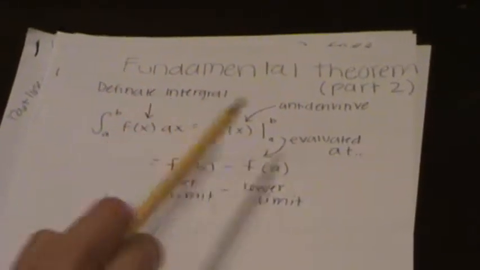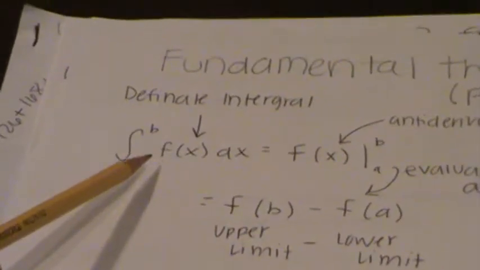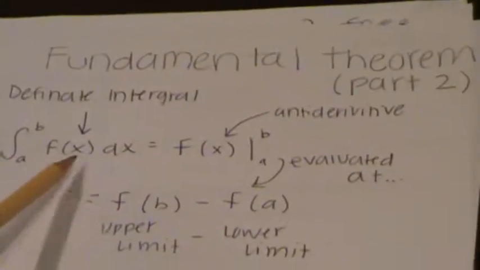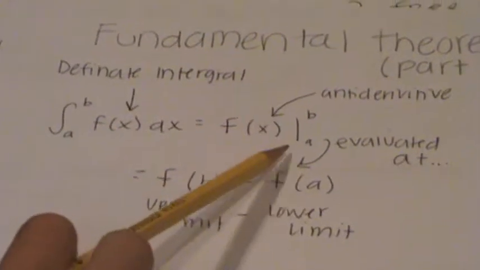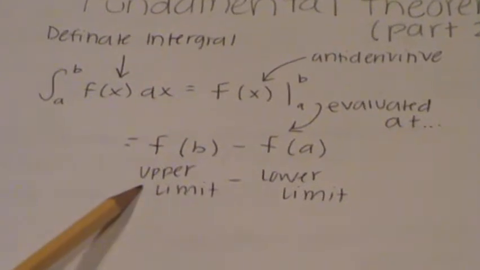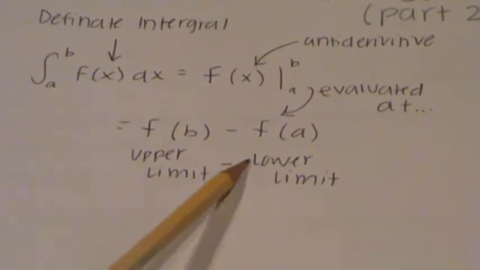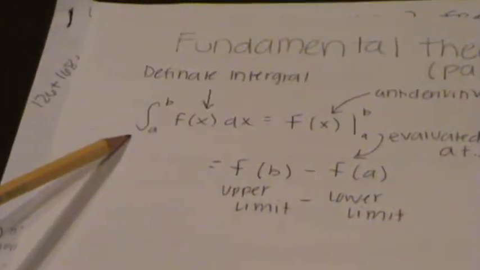Fundamental Theorem of Calculus Part 2. It's basically just the definition of a definite integral, and you take the antiderivative of the integral from a to b and you evaluate it at F of b, which is the upper limit, minus F of a, which is the lower limit, which you get from looking at the original integral.